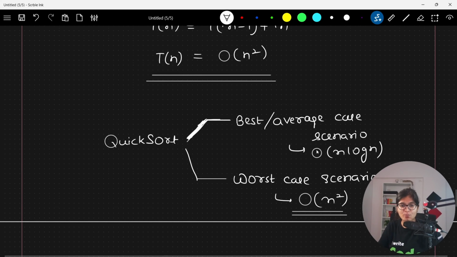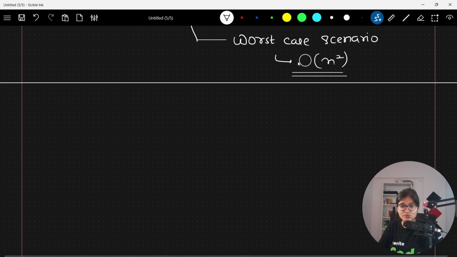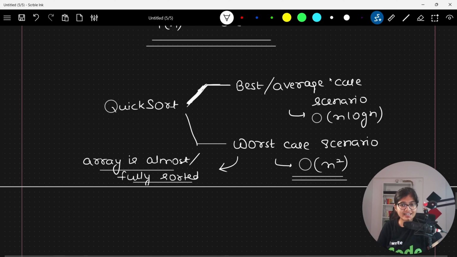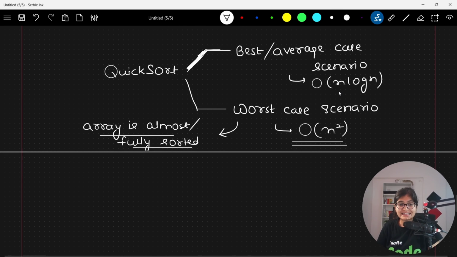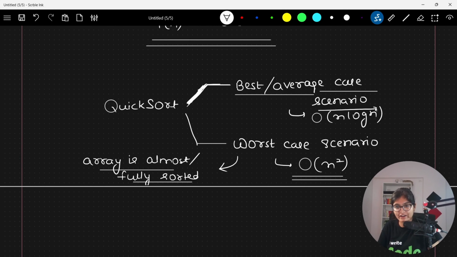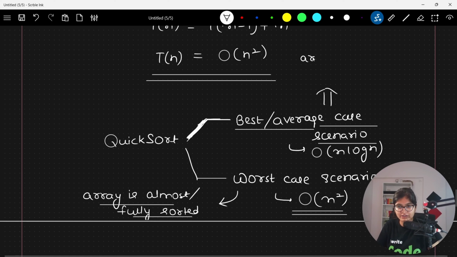So that is what you need to make sure. Basically, this worst case scenario will happen whenever your array is almost or fully sorted. At that point of time, you will always encounter this worst case scenario. That's why, if you remember, at the starting of the session itself, I told you to always go for quick sort whenever your array is highly unsorted.